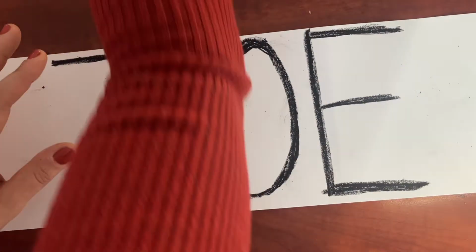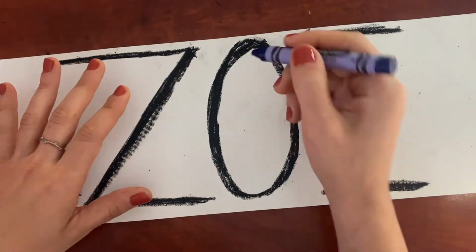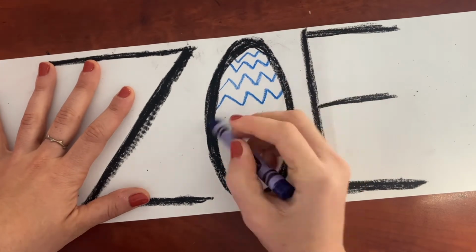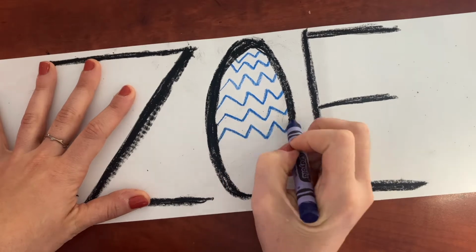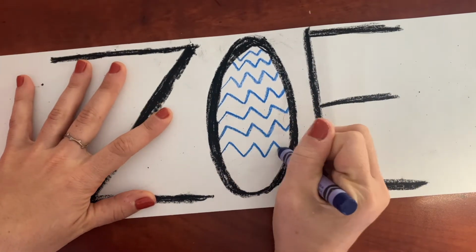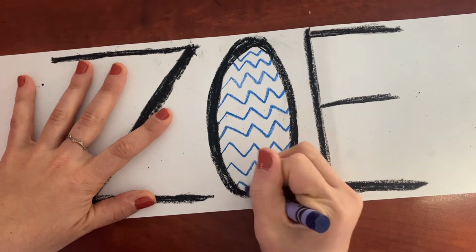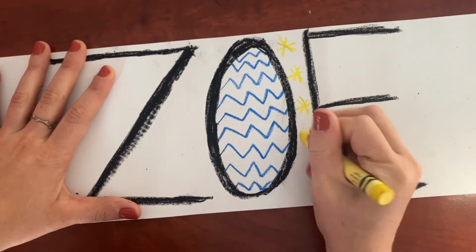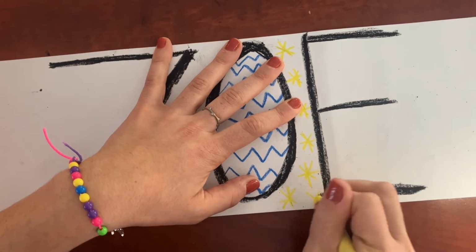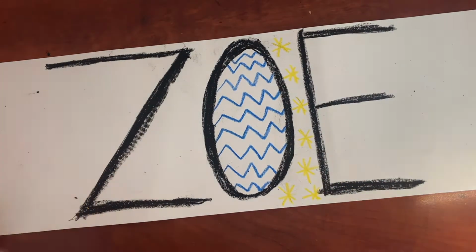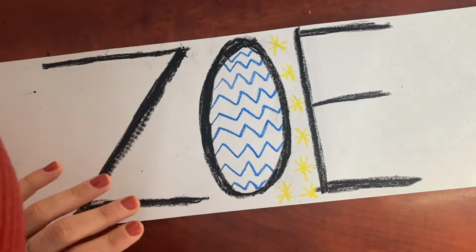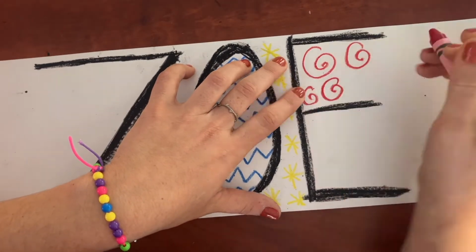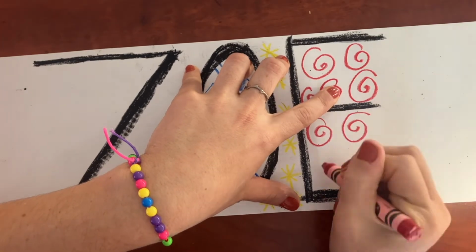So now you have your name, it's nicely outlined. Now we're going to start filling in that negative space in between each letter with its own individual pattern. So remember, when we say negative space, we're talking about the space in between things. So in that negative space in between the O and the E in my name, I'm adding stars. In the negative space in between the parts of the E, I'm adding some swirls.